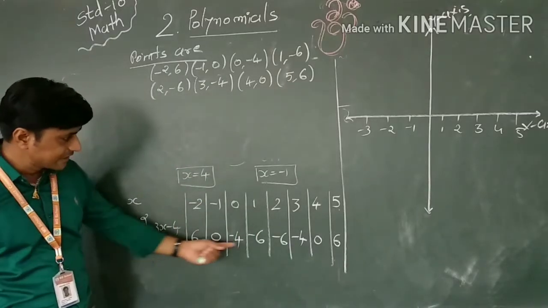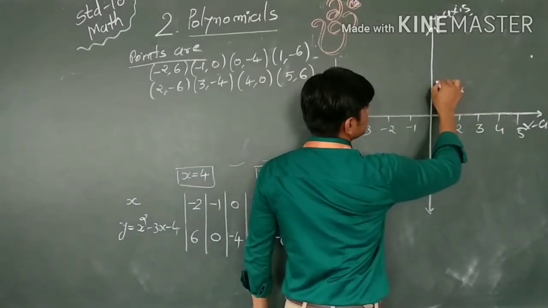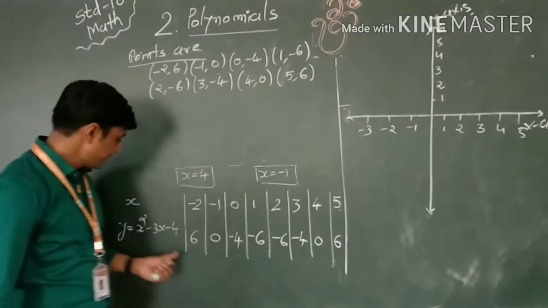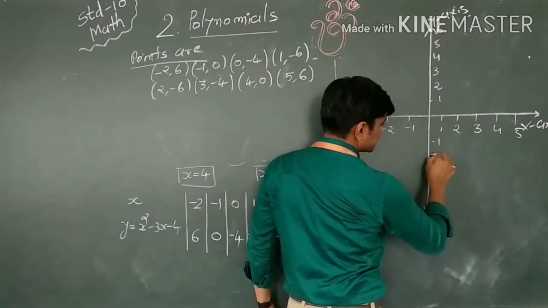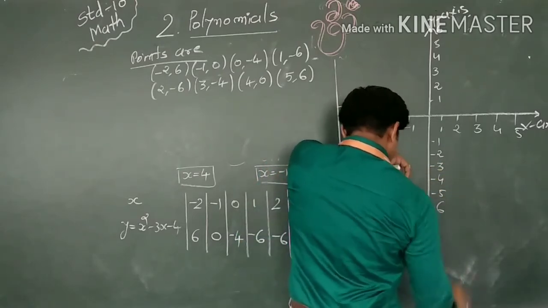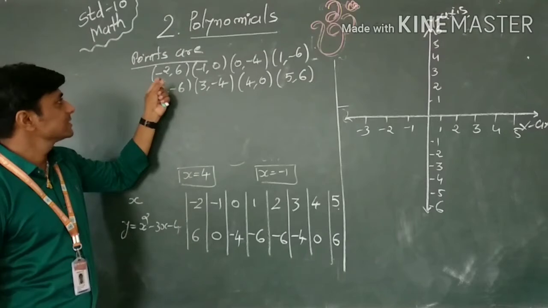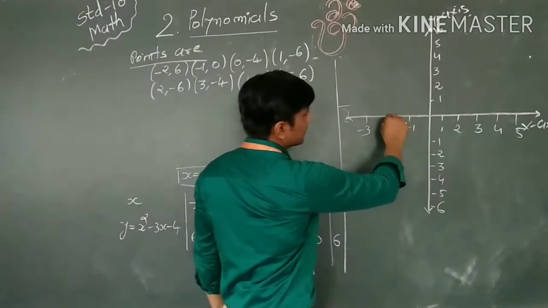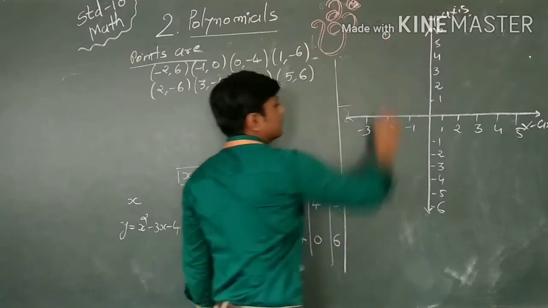On the y-axis, the maximum positive value is 6. Therefore we write 1, 2, 3, 4, 5, and 6. In a similar way, the maximum negative value is -6 on the y-axis: -1, -2, -3, -4, -5, and -6. Now we plot all these points on the graph paper. The first point is (-2, 6). Suppose this is here, -2 and 6.